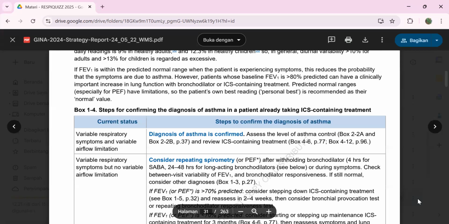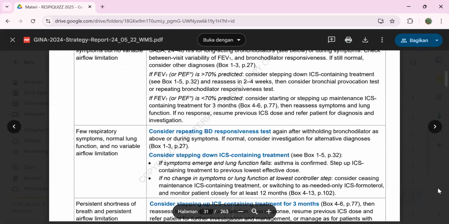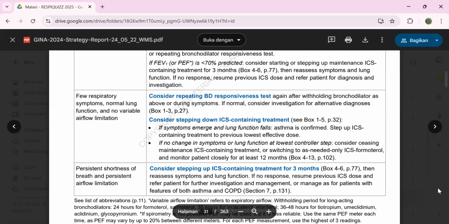If FEV1 or PEF is more than 70% predicted, consider stepping down ICS-containing treatment and reassess in 2 to 4 weeks. Then consider bronchial provocation tests or repeating bronchodilator responsiveness tests. If FEV1 is less than 70% predicted, consider starting or stepping up maintenance ICS-containing treatment for 3 months. Then reassess symptoms and lung function. If no response, resume previous ICS dose and refer patient for diagnosis and investigation.